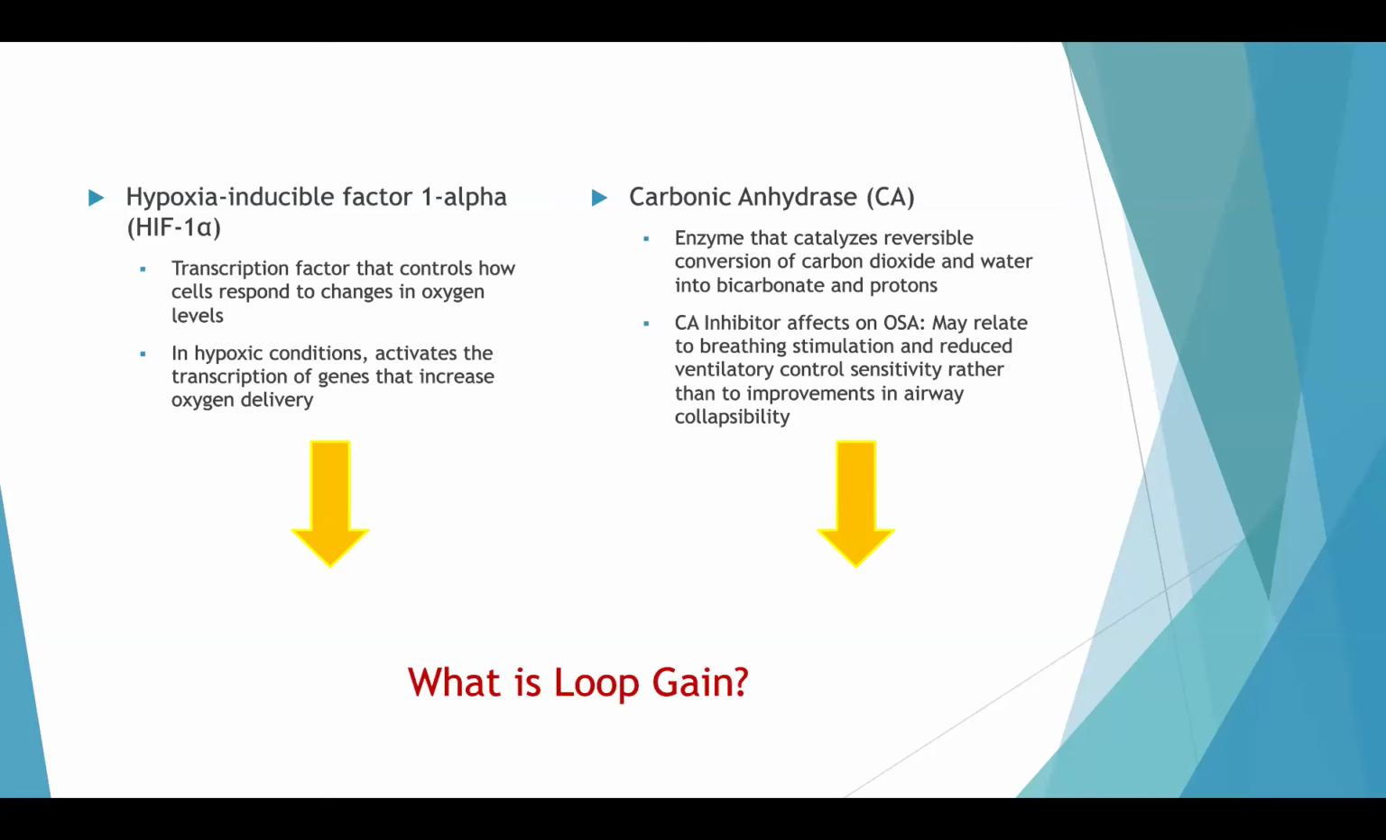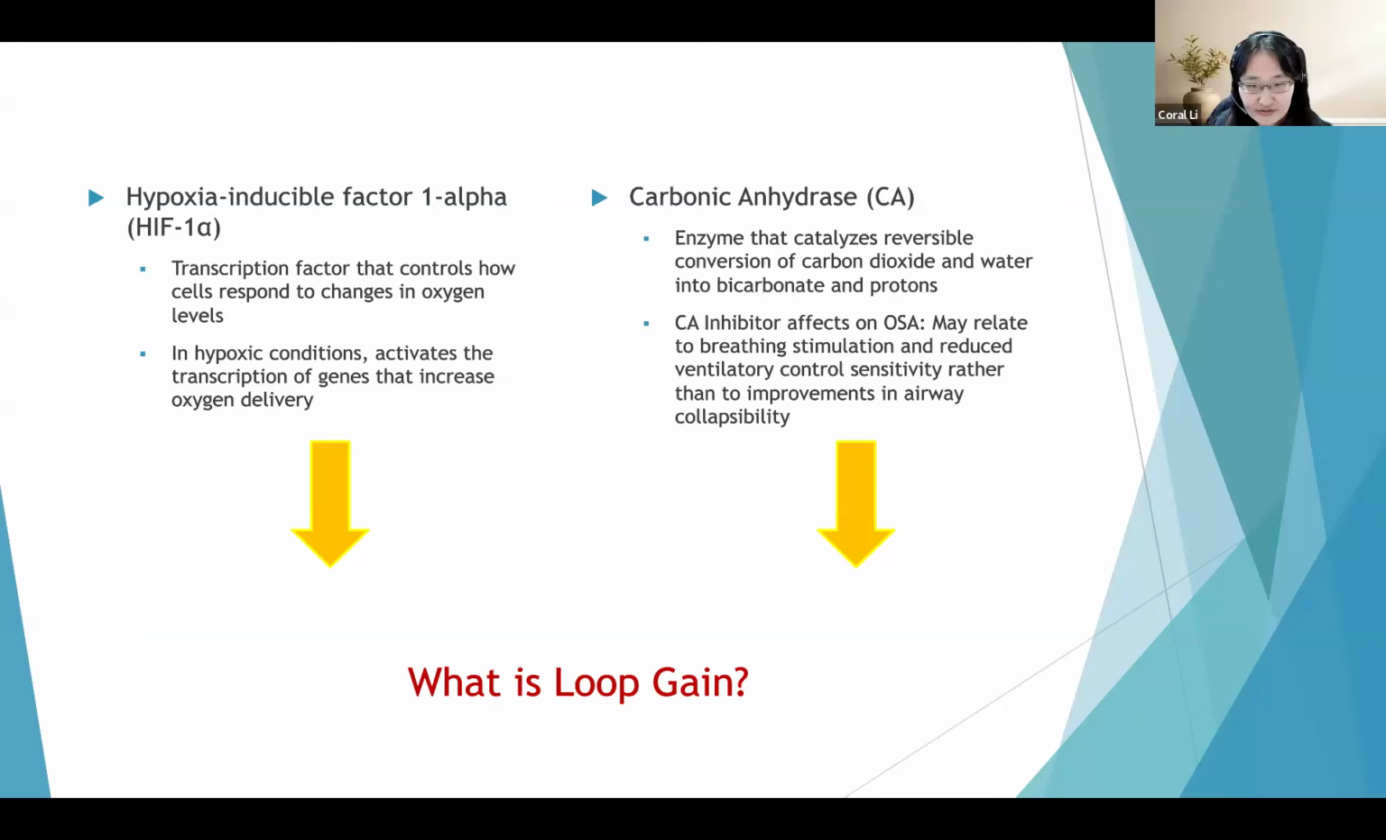Loop gain is essentially a mechanism to describe how ventilation works. It's controlled by three different mechanisms: the mixed gain, the controller gain, and the plant gain. Essentially, the plant gain is the chemical, the controller gain is the receptor that responds to that chemical, and the mixed gain is how the lungs respond to that response from the receptor.